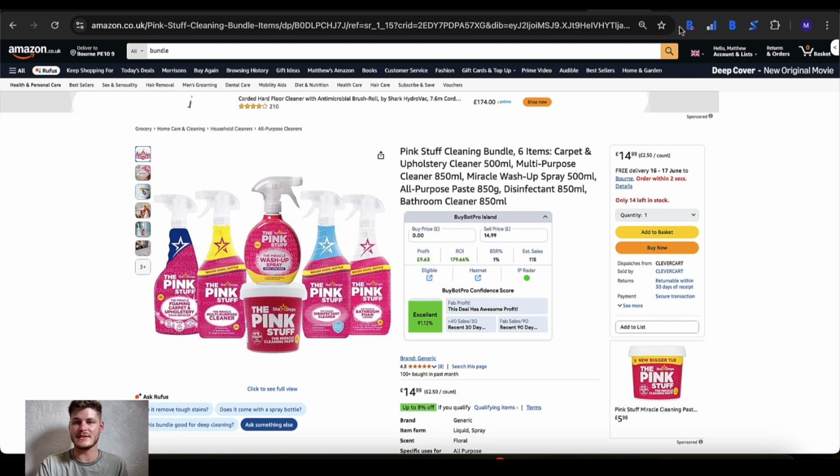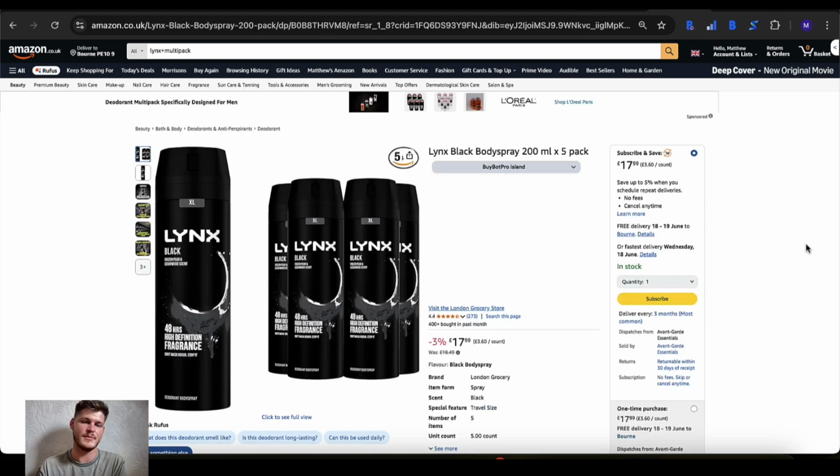With multi-packs, it's a bit simpler. It's a bit more straightforward. A multi-pack is just where one can buy a larger quantity of the exact same product. So if this was a Lynx deodorant and a Lynx body wash, that would be different. That's a bundle. Because it's all the exact same item, it is a multi-pack, so it's got to be the exact same item.